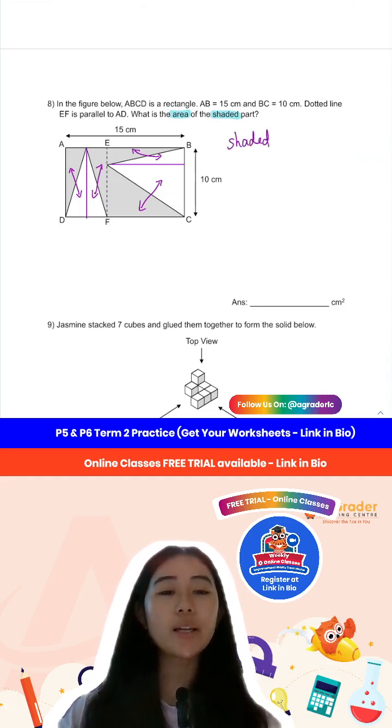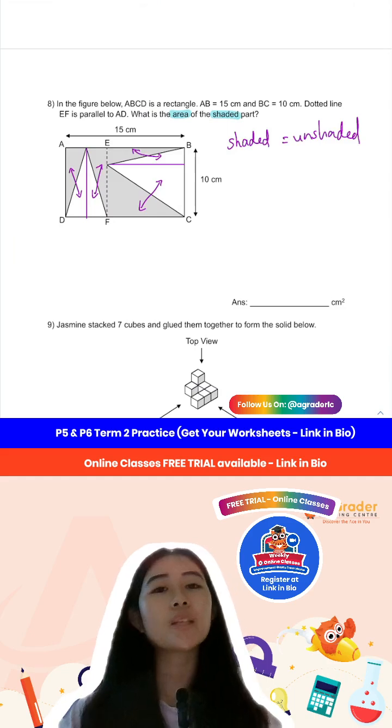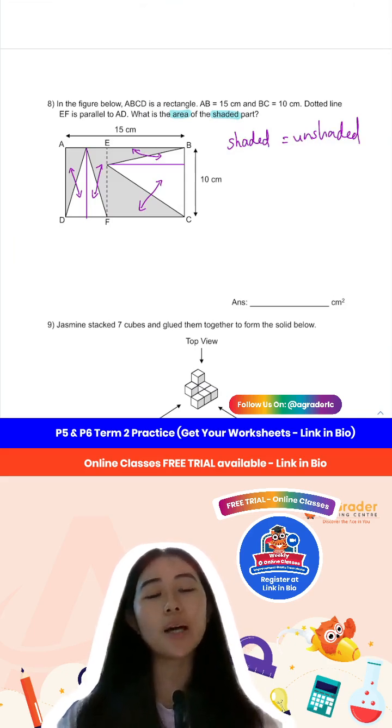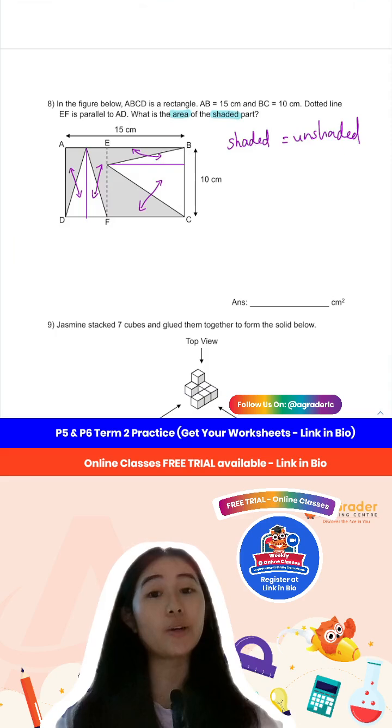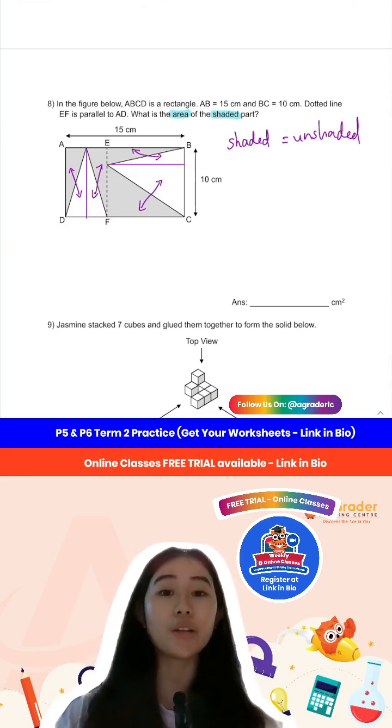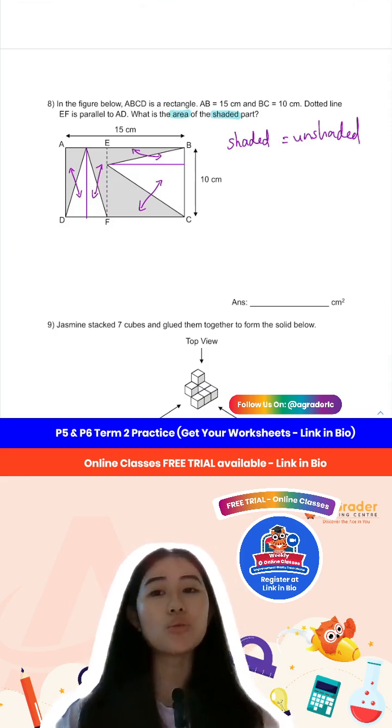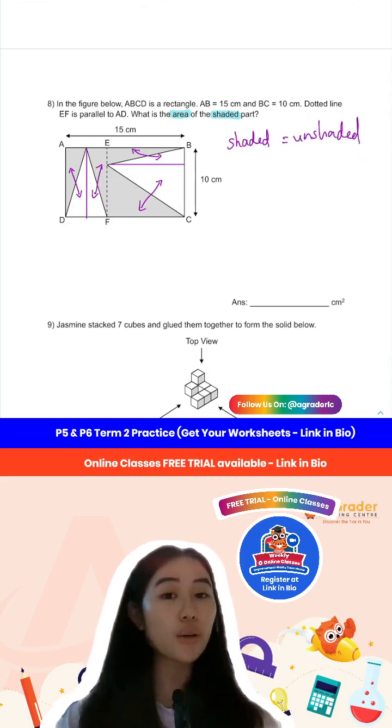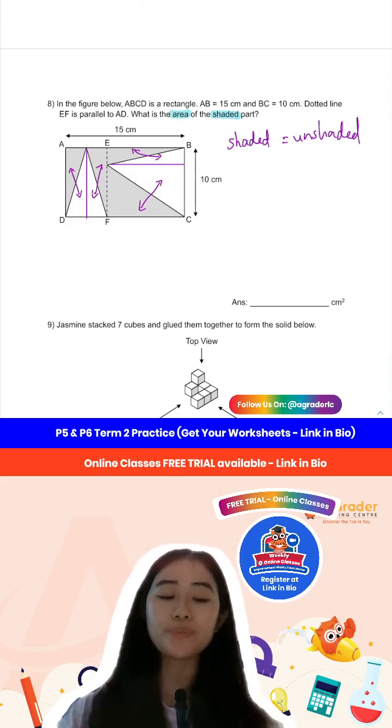Okay, so I'm going to write that down. Shaded equals unshaded. So this means that the shaded part takes up half of the diagram, and the unshaded part also takes up half of the diagram. So each of them takes up half of the diagram. So all you need to do is find out the total area, and then you divide by 2.